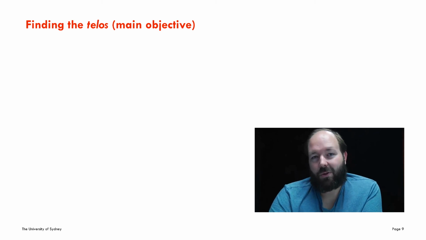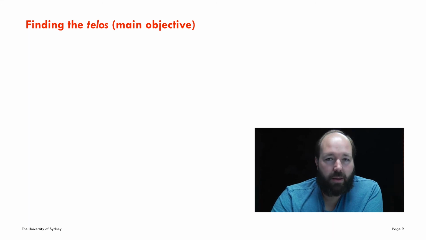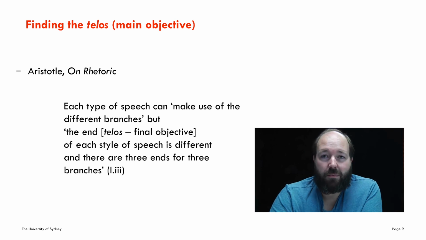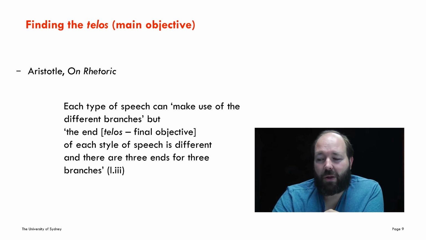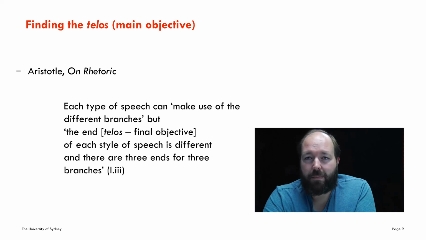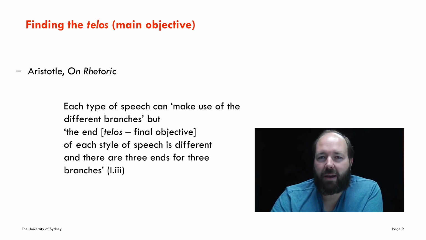This is nothing new. Aristotle knew this when he wrote his original textbook on rhetoric, and he gave the following advice: each type of speech can in fact use the different branches, but the end, or the telos, was the word that Aristotle used, which has been interpreted as the main objective or the final objective of a speech. The end, or the telos, of each style of speech is different, and there are three ends for the three branches. So, if you're analysing a text, you may find that it uses strategies from all three of the branches of rhetoric. It might refer to the past, the present, and the future. But as an analyst of that text, your goal is to figure out what the main objective or the main goal of that text is, and determine through that which branch of rhetoric it ultimately belongs to.